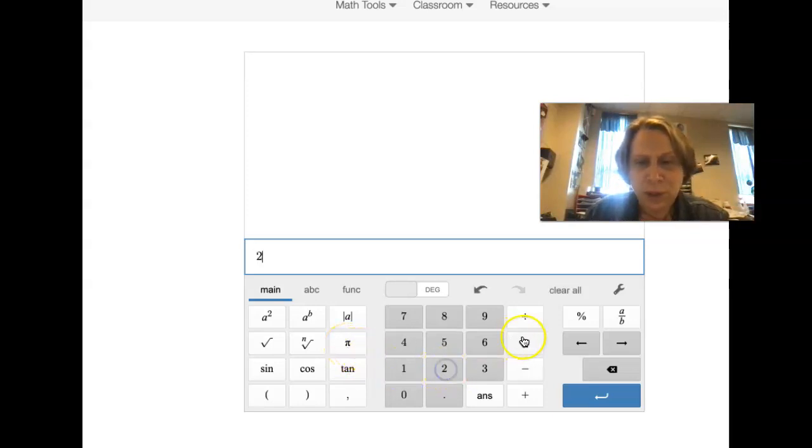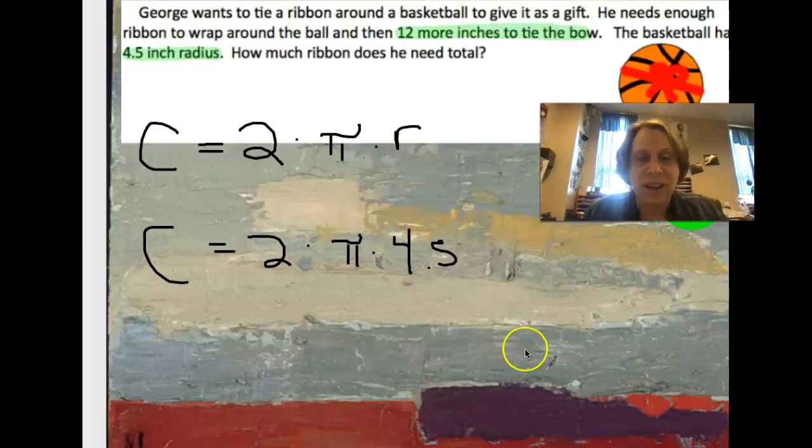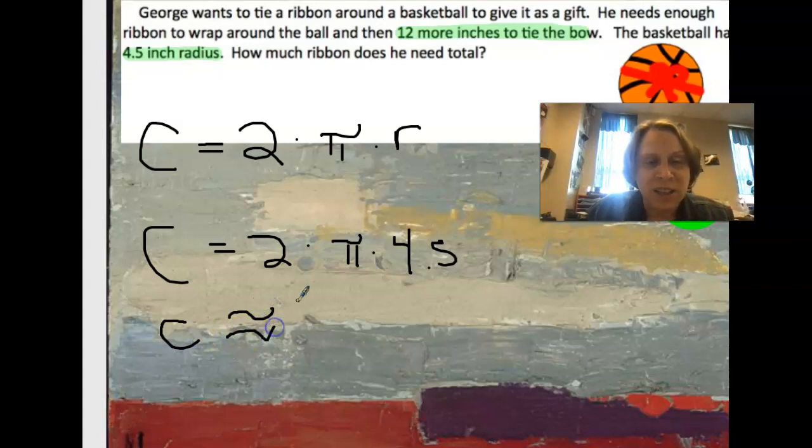So I'm going to do 2 times pi times 4.5. Isn't this nice? This is a great tool. And we can see that's 28.27. Yep. Rounded correctly, 28.27. I'm going to try not to forget that number. So I'm going to say the circumference is about 28.27, hopefully I'm remembering it right, you guys.